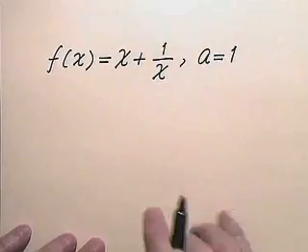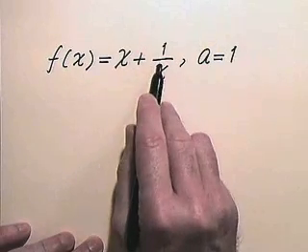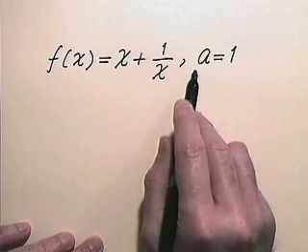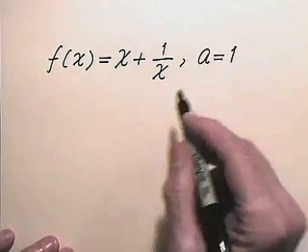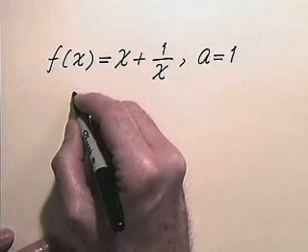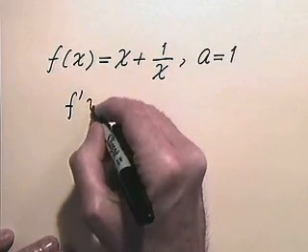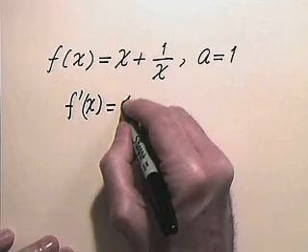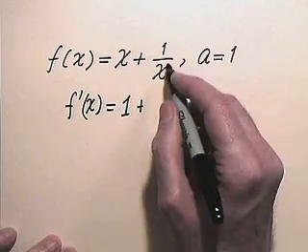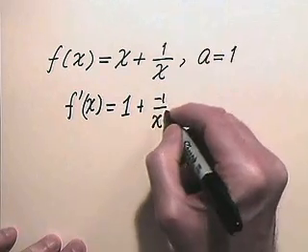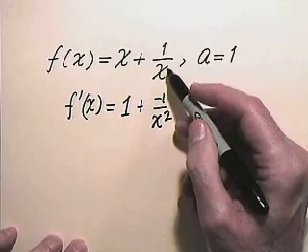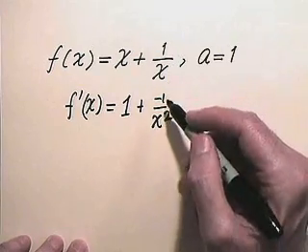Now let's look at an example where we calculate a linearization. Here I have the function f of x equals x plus 1 over x, and I want to calculate the linearization at the point a equals 1. So what we do is begin by differentiating the function. So f prime of x is equal to 1 plus, what's the derivative of 1 over x? Well, you can remember that's negative 1 over x squared, or you could rewrite that as x to the negative 1 and apply the power rule.